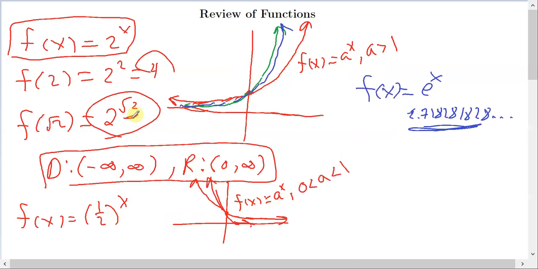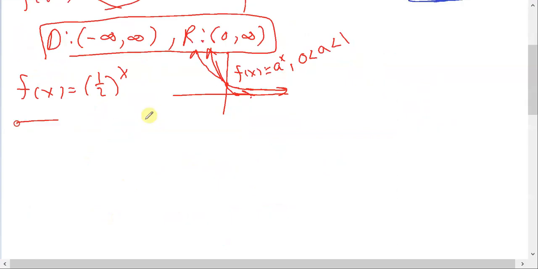And same way here, the closer I get to 1 on this side, if I get 1.1 to the x, it's going to be fairly flat. But it's still exponential growth. So we have sort of two classes, exponential growth, exponential decay. So that's our first transcendental function.